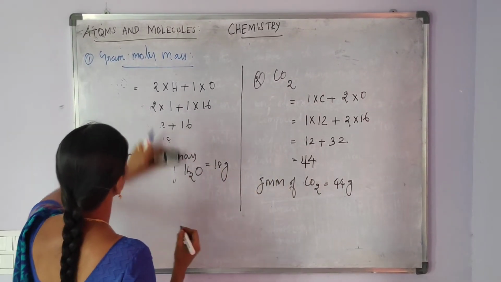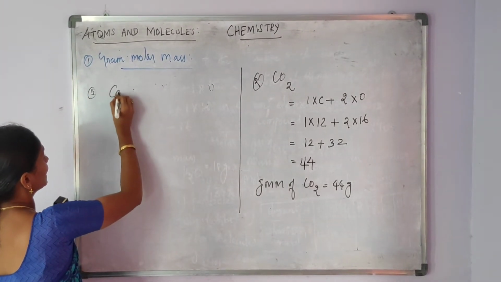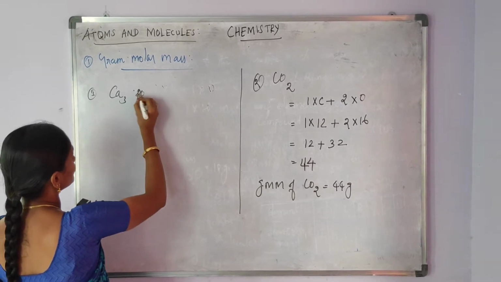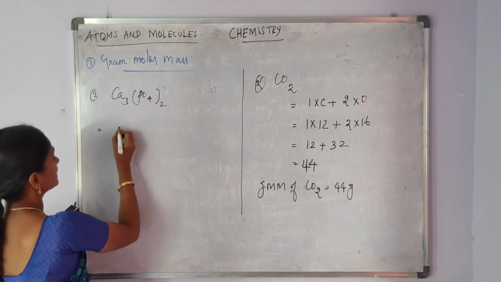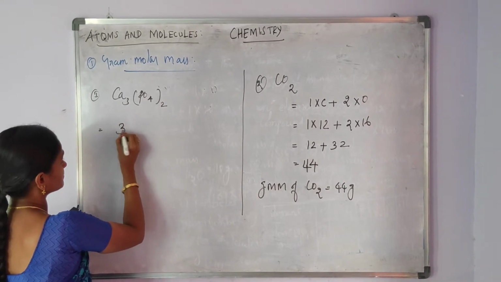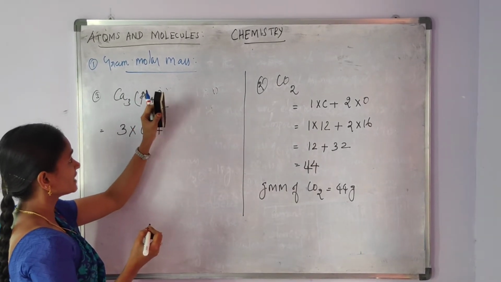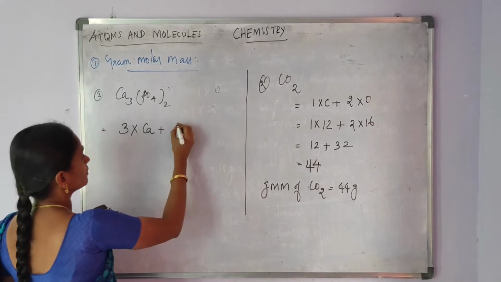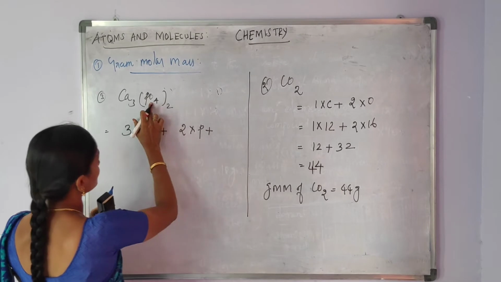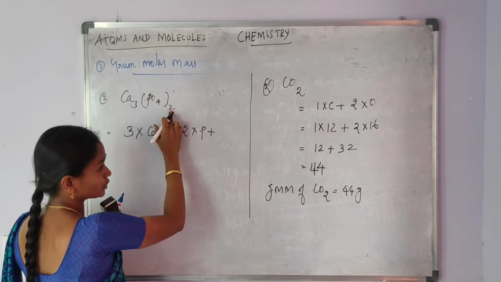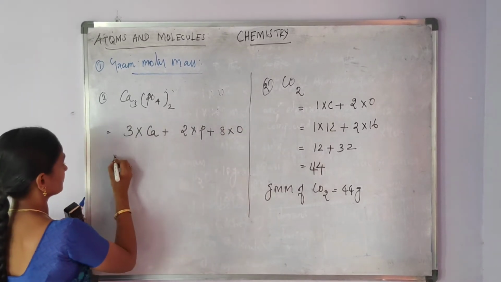And the third one is calculating the gram molar mass of the calcium phosphate. Its formula is Ca3(PO4)2. Calcium phosphate contains 3 calcium atoms, so 3 into calcium. PO4 is present twice, so 2 into phosphorus atoms plus oxygen atoms, here 4 into 2, 8. So 8 into oxygen atoms.